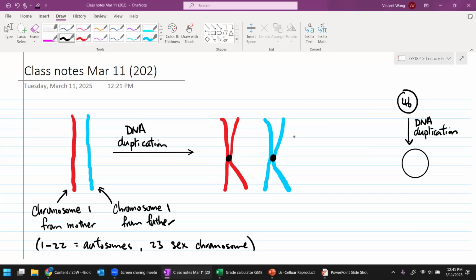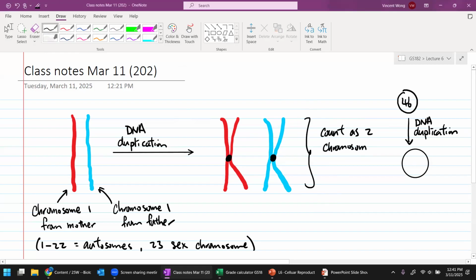Do you understand? You guys know that chocolate, the Kit Kat, right? It's two bars, but when they're together, it counts as one. If you break it, now two. So over here, this is still considered as two. You should make a note of that. Count as two chromosomes. So you started with 46. After DNA duplication, you will still have 46.